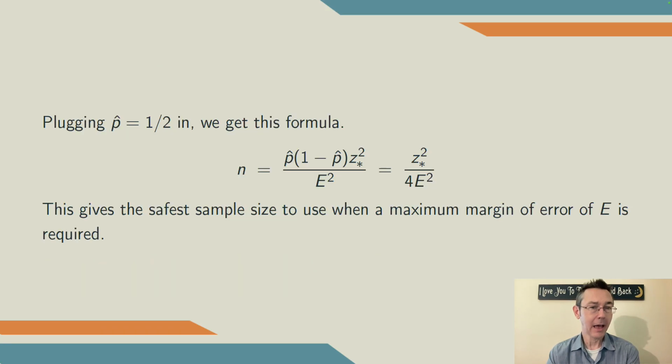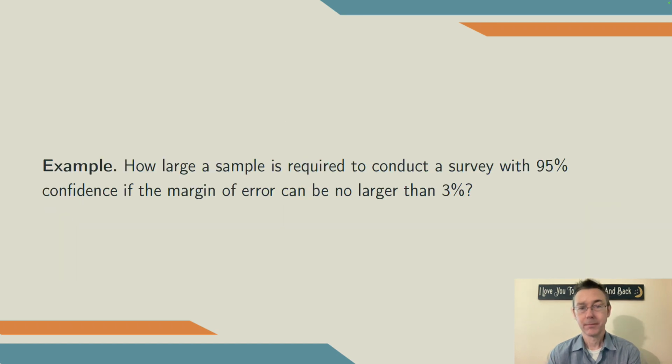If we plug p hat equals 1/2 into the formula that I showed a moment ago, things simplify down and we get z star squared over 4e squared as our formula for the sample size n needed to attain a margin of error of e. Let's wrap up with an example.